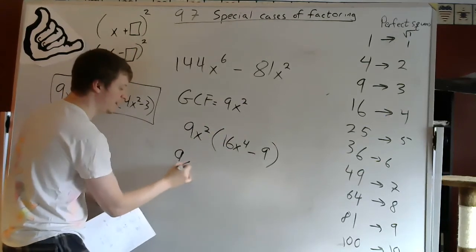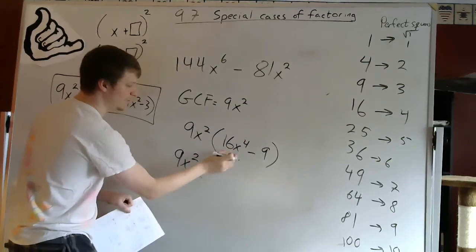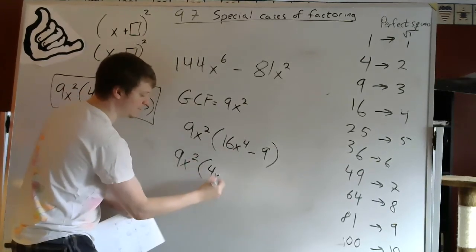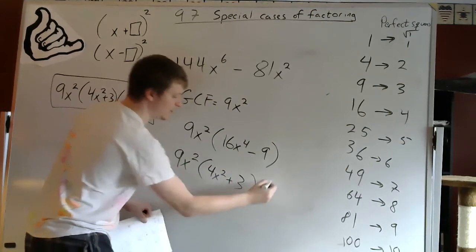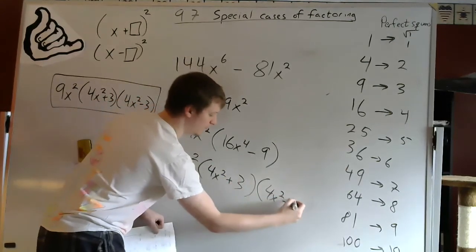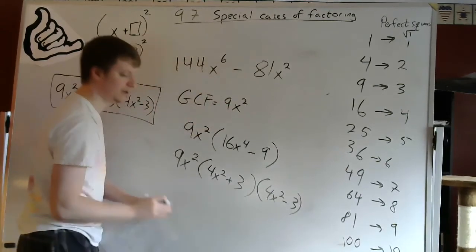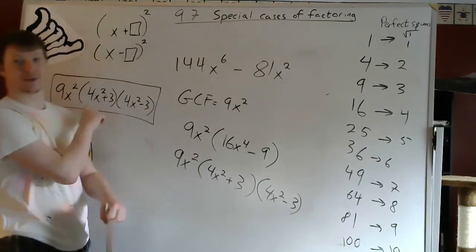Wonderful. The plus and minus of each one. So take the square root here: that's 4x squared. The square root here is 3. That's the plus one: 4x squared plus 3. 4x squared minus 3, that's the minus one. Wondrous, we got the same thing.